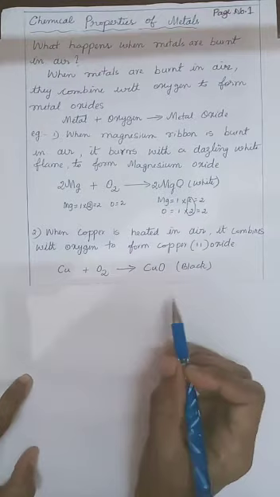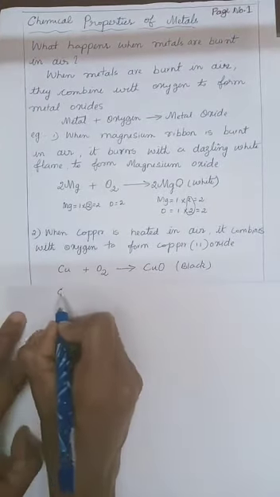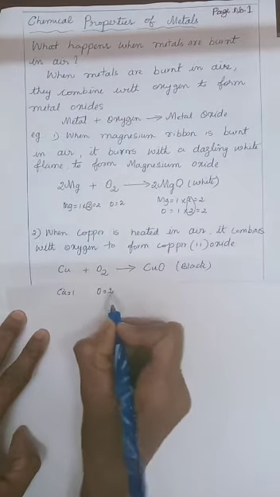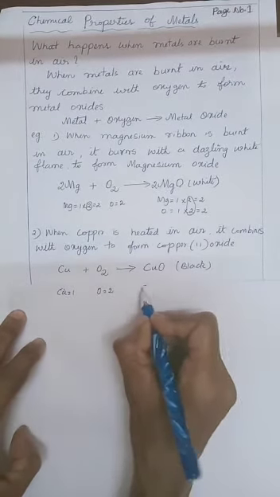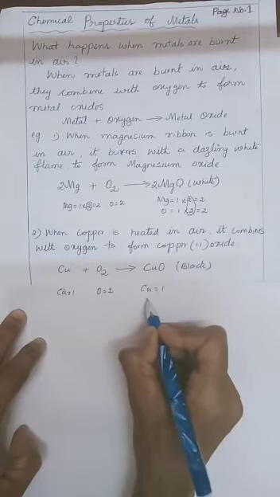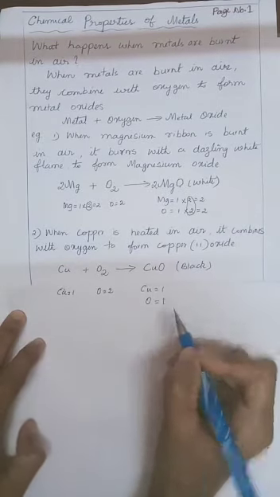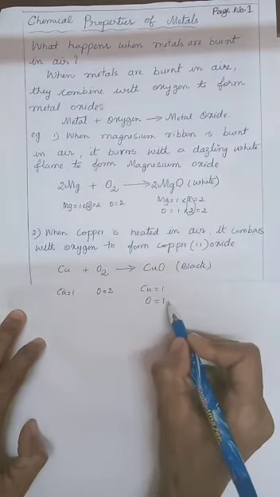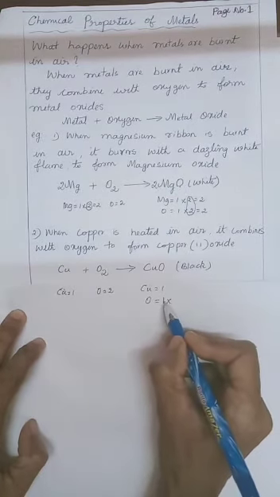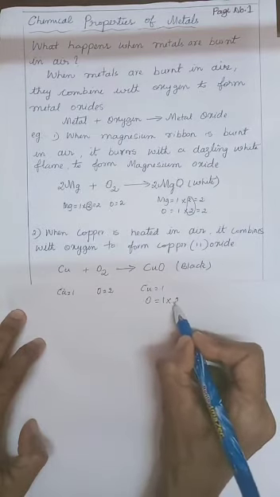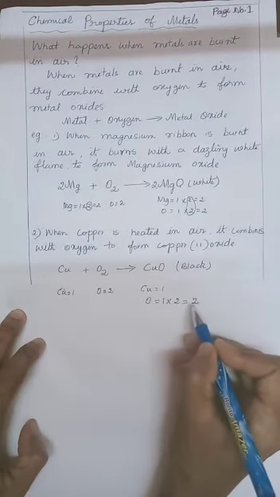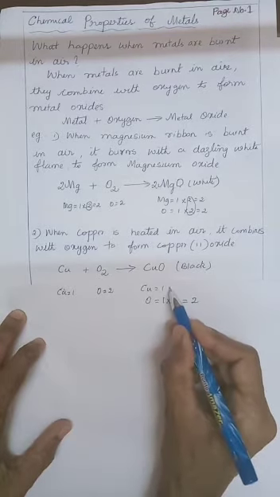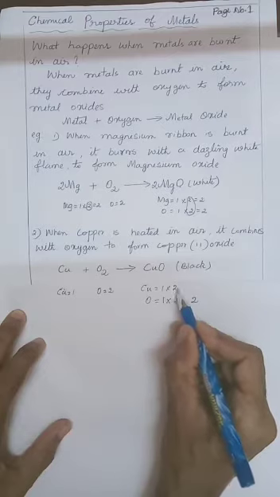Now let us balance this equation. Copper, there is only 1 atom. Oxygen, there are 2 atoms. Now copper oxide. Copper is 1 atom. Oxygen is 1 atom. In the case of reactants, there are 2 atoms of oxygen. Here there is only 1 atom. So you multiply this oxygen atom by 2. It is equal to 2. Now when you multiply this oxygen by 2, you have to multiply copper by 2, because it is a single product.